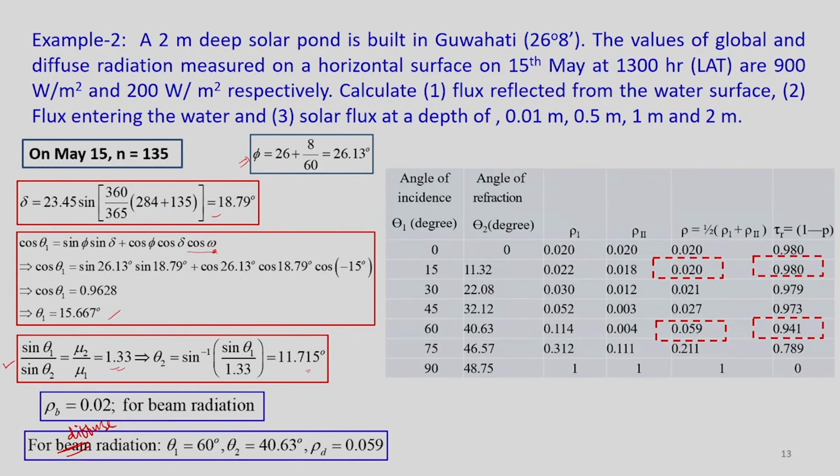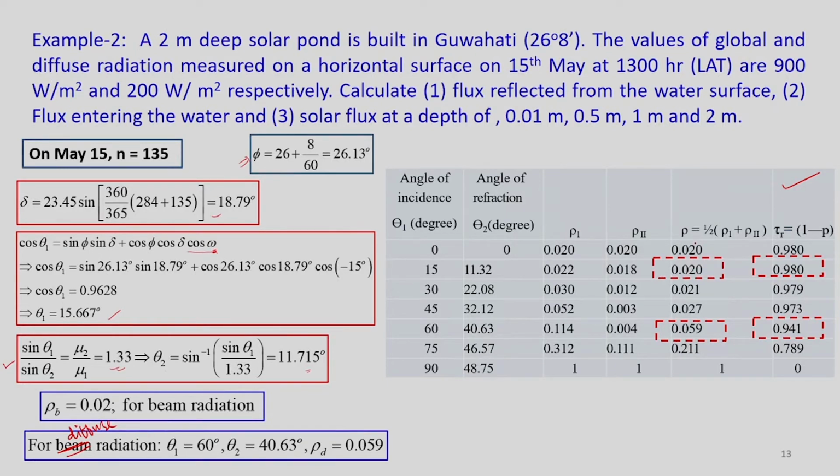From where did we get this? We got this from this table. As you can see, this is 15. Theta 1 is about 15.67, which is close to 15, and theta 2 is about 11.71, so it is very close by. So we can take a value of 0.020 for rho.